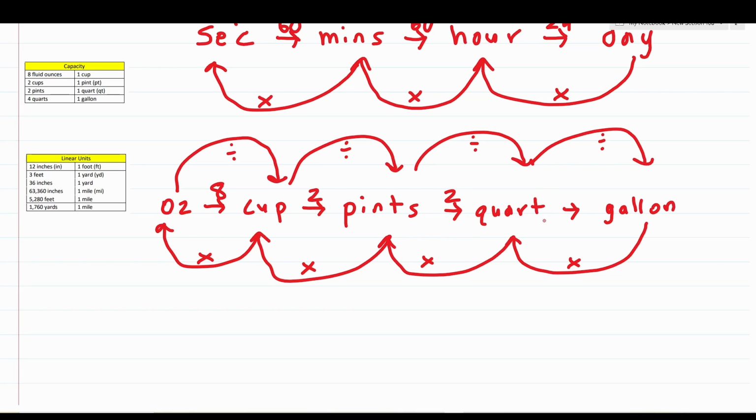And then finally, let's talk about quarts and gallons. You have to know that there are 4 quarts in every gallon. So to go from quarts to gallons, you're going to divide by 4. To go from gallons to quarts, you're going to multiply by 4. And that's all there is to it.